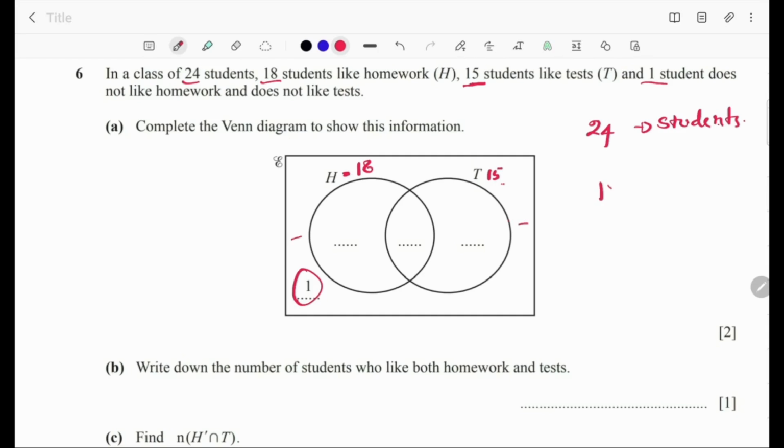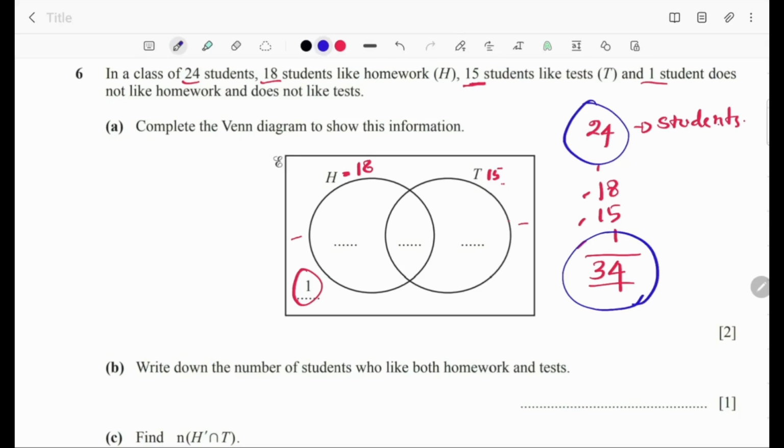So 18, 15, 1. Just look at these numbers. When we count, how much does it add up to? 8 plus 6 is 14, and 1 remaining. It adds up to 34. But only 24 students are there in the class, and it says there are 34. Is that correct? Or what is behind this 34 number?